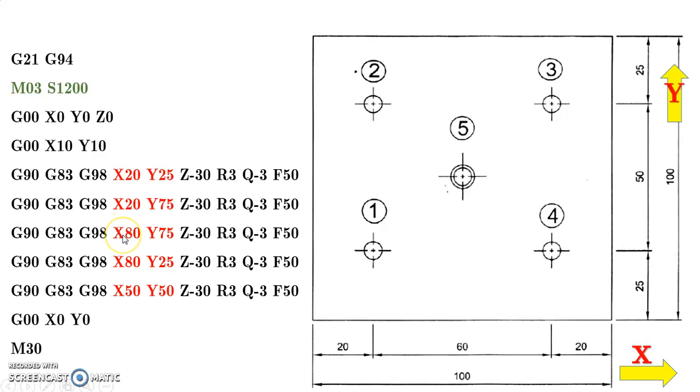And third, the drill bit will go to X80. That means now it is in the second position. After crossing 60 units, it will reach X80 because we follow the absolute position G90. Then it will repeat the drill cycle. Then it goes to the fourth position X80, Y25, and finally it reaches the fifth position X50, Y50. Finally it reverts to the home position, then the program ends.